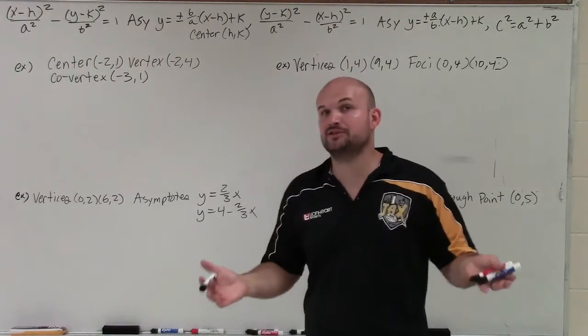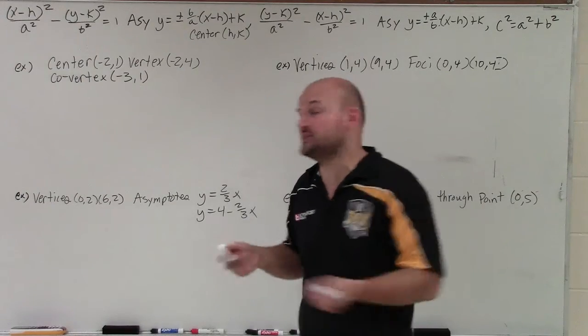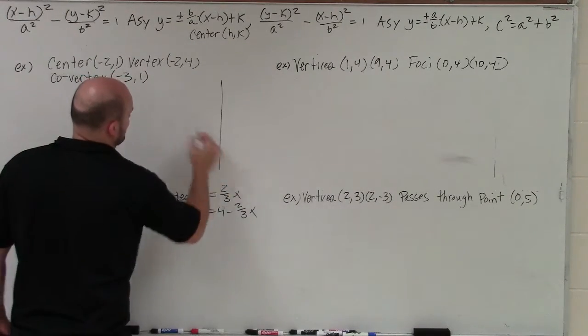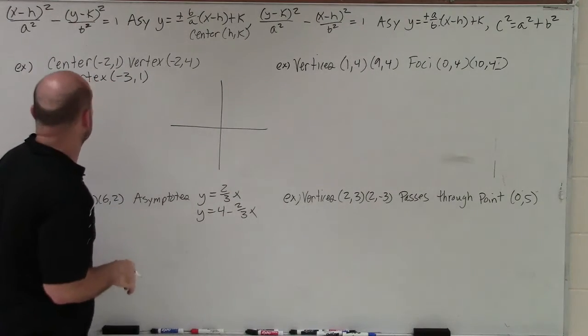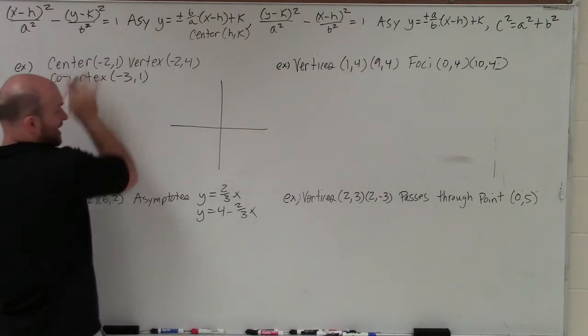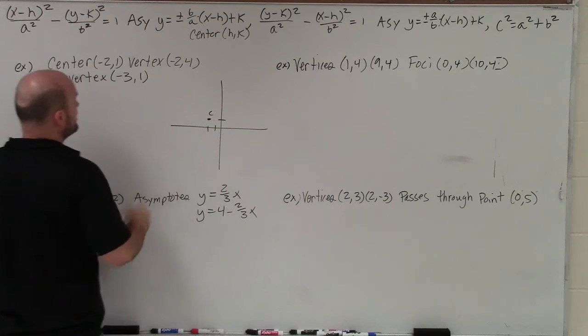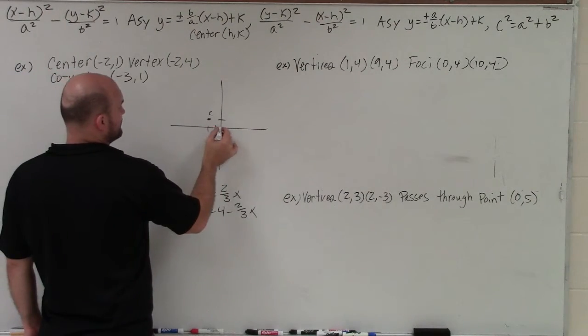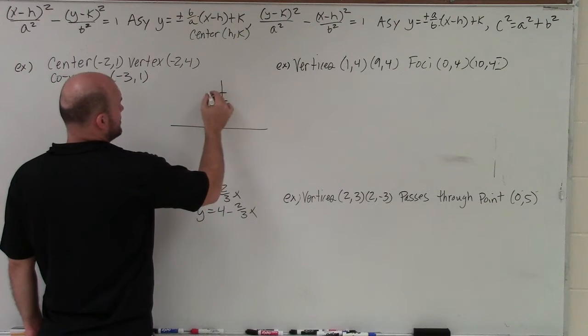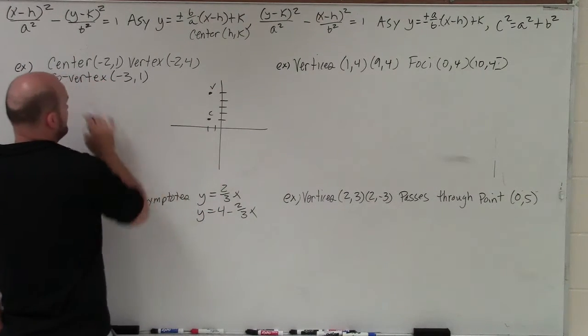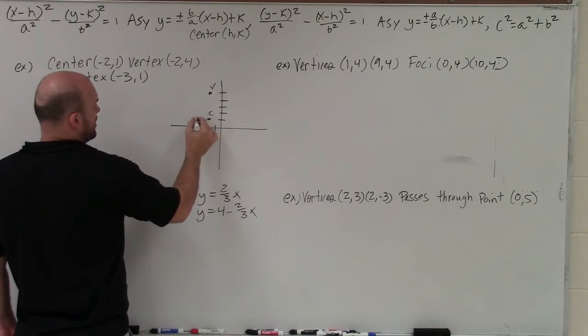So the first thing we want to do in this case is, again, plot the information that we were given. They actually gave me my center here, so that's going to be at negative 2, 1. Label that center. I have my vertex, which is at negative 2, 4. 1, 2, 3, 4. And my co-vertex, which is at negative 3, 1.